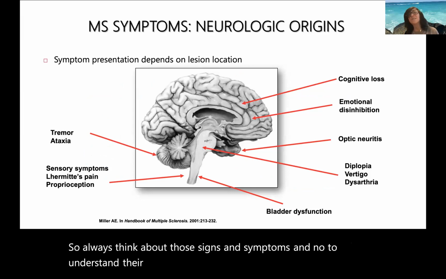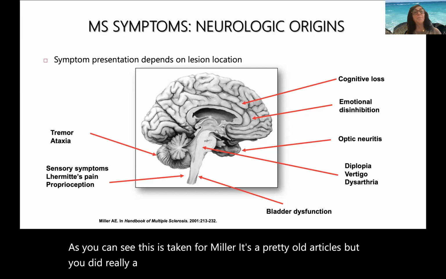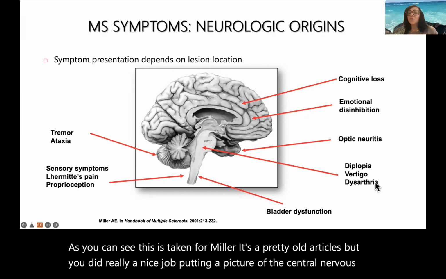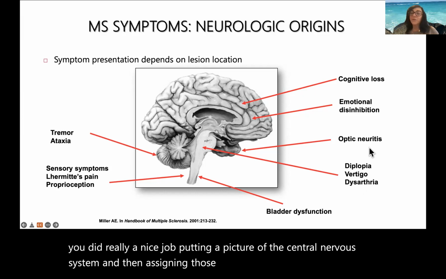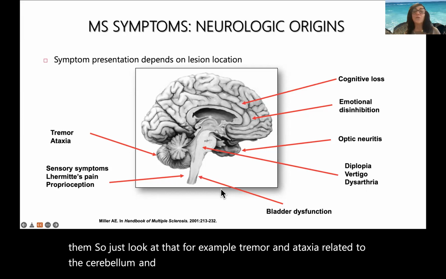And thinking about the CNS, as you can see, this is taken from Miller. It's a pretty old article, but he did a really nice job putting a picture of the central nervous system and assigning those areas that are responsible for them. So just look at that. For example, tremor and ataxia are related to the cerebellum, and bladder dysfunction to the spinal cord, and others.